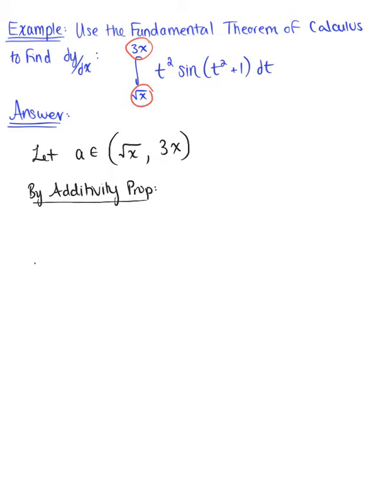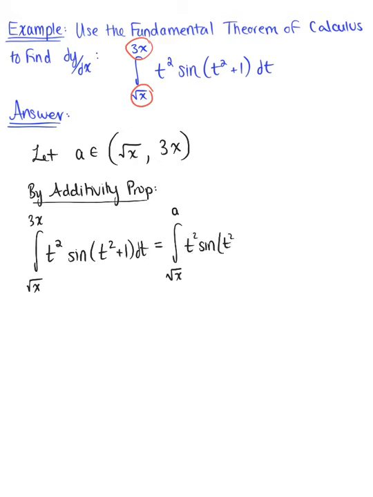By the additivity property, we're going to take the definite integral of the square root of x to 3x of t squared times sine of t squared plus 1 dt, and we're going to rewrite this as the definite integral from the square root of x to a of t squared times sine of t squared plus 1 dt, and we'll add the definite integral from a to 3x of t squared times sine of t squared plus 1 dt.